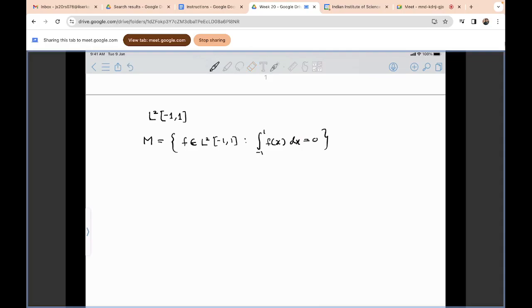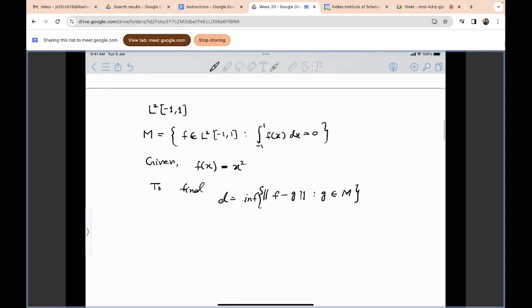And let fx be given by x square. You have to find the distance, which is the infimum of norm f minus g, where g is from the subspace M. So this is the distance between f and the subspace M.